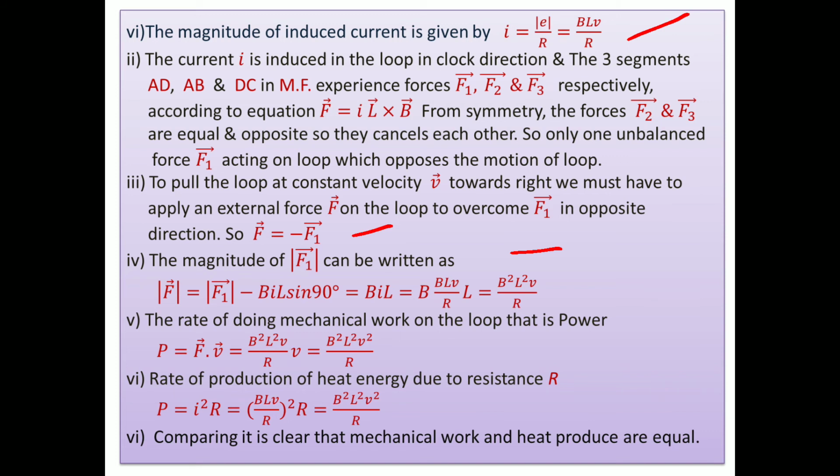Okay. Then we go through electric power. Electric power is nothing but the rate of doing electric work. Actually, it is taken as the rate of doing mechanical work on the loop. To pull the frame, mechanical work is done to overcome the electric work.